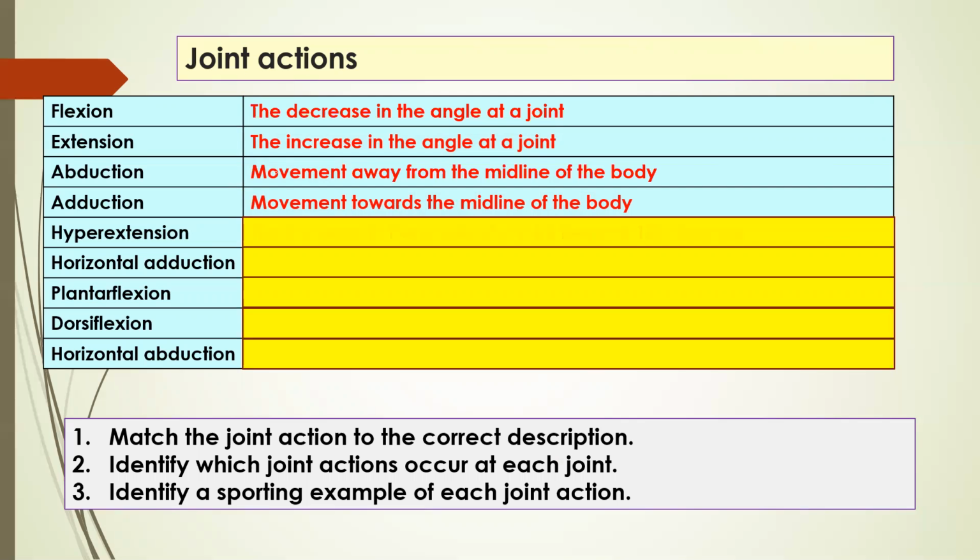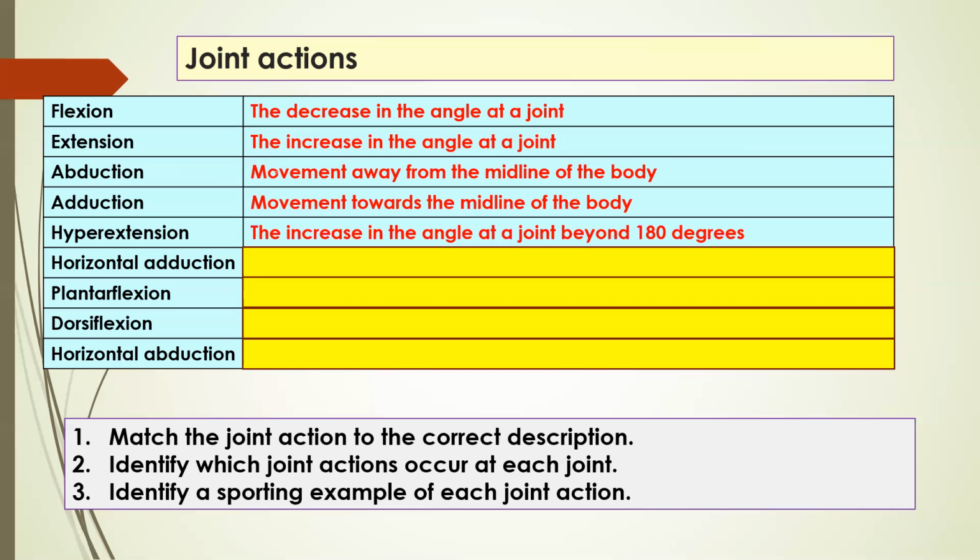And this is a new one, hyperextension. So that's the increase in the angle at a joint beyond 180 degrees. So for example, if you have shoulder hyperextension, as you move your arm up in front of you, that's shoulder flexion. You move that shoulder, you move the hand down towards your side, that's shoulder extension. And as you continue to push that arm backwards, so beyond 180 degrees, that would be hyperextension.